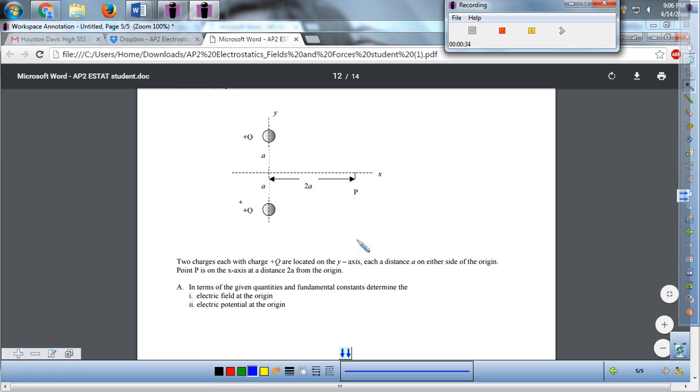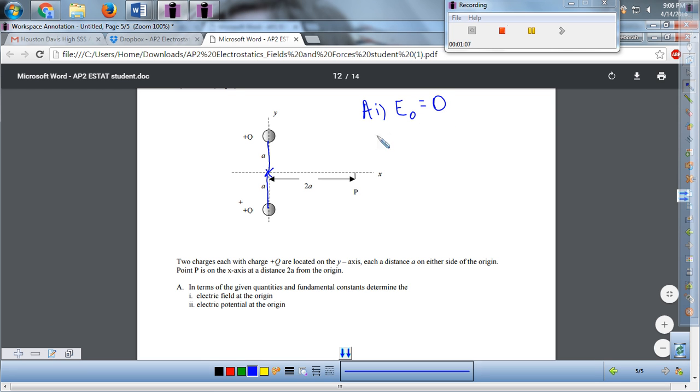Okay. So part A says, in terms of the given quantities and fundamental constants, determine the electric field at the origin. Well, if you look at it, electric fields go away from positives, away from this positive toward the origin, away from this positive toward the origin. The distances are the same, the charges are identical, so the electric field at the origin has to be 0. There is none. They cancel each other out because it's a vector quantity.